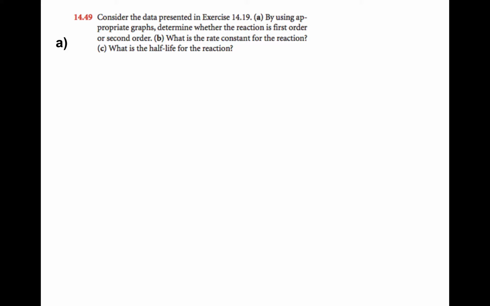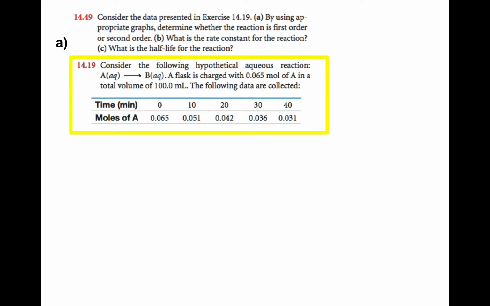Consider the data presented in exercise 19. By using appropriate graphs, determine whether the reaction is first order or second order. All right, so number 19, right, A turning into B, they gave us moles and we had the volume, so we get concentration. We have different concentrations at different times. So if I plot the inverse of the concentrations versus time, I'll get a positive slope, and this will tell me it's a second order relationship.